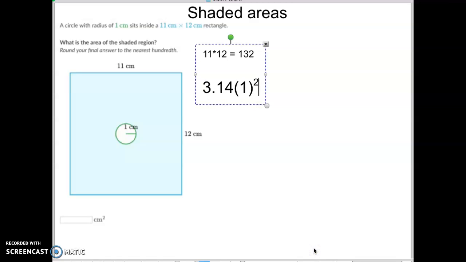All right, so we got the 1 squared. And when we do that, the nice part is 1 squared is just 1, so 1 times 3.14 is 3.14.